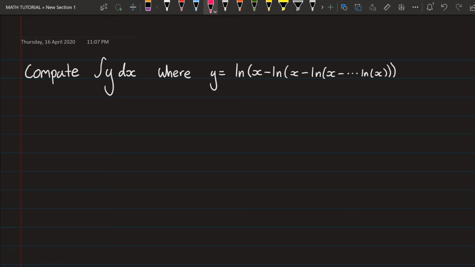So y is equal to natural log of x minus the natural log of x minus the natural log of x minus the natural log of x, infinite times. So from this, what can we do? Well, embedded in this function is itself. So we can identify that this is basically itself, the definition of the actual function. So what we can do is allow y to equal the natural log of x subtracting y.